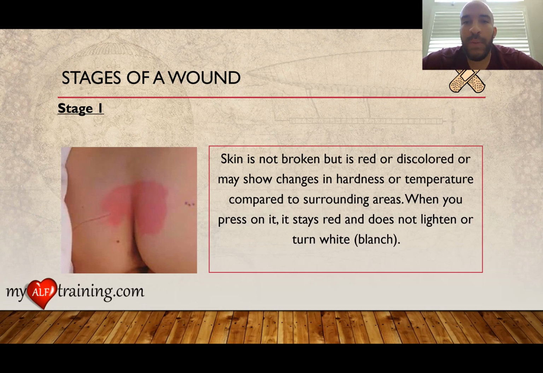When you press on it, it stays red and does not lighten or turn white. That means that there's some permanent damage there in the skin. Well, not permanent, but there is some damage there. And that's another indicator that this wound is officially a stage one. The skin isn't broken, but it's red. It can also be harder there.